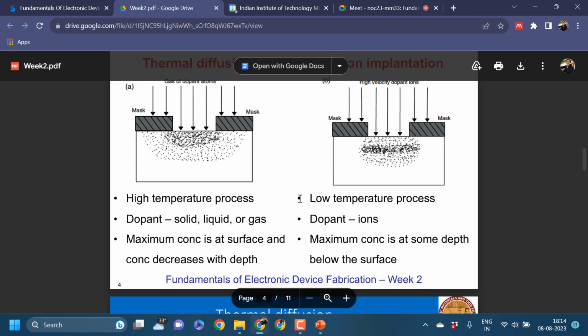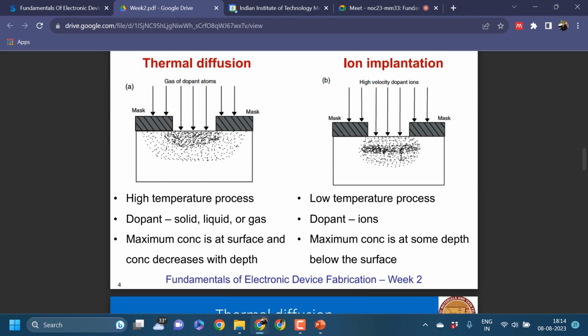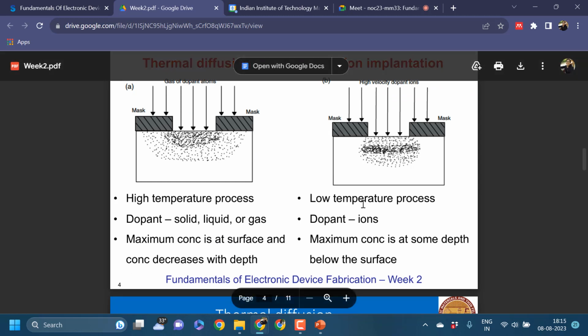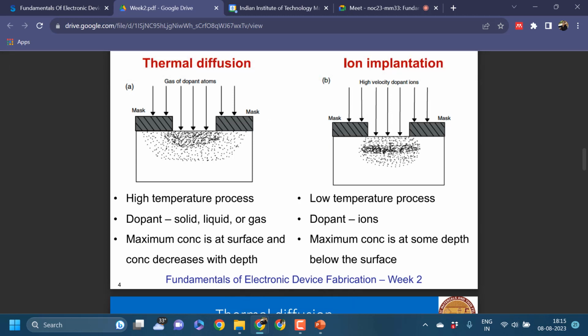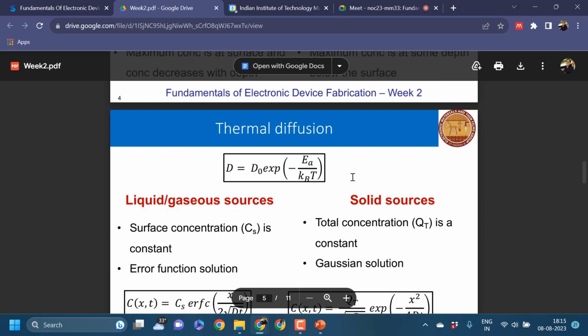In ion implantation, it's a low temperature process. It is a much more controlled process. Here the dopants are converted into the form of ions, whereas in thermal diffusion those were atoms itself. The maximum concentration is at some depth below the surface. Can anybody remember what this depth was called, where the maximum concentration is? There was one particular word for that. Does anybody remember? Is it range? Yeah, it's range. The maximum concentration will be at some depth below the surface, and that depth is known as the range of the ion implantation process.